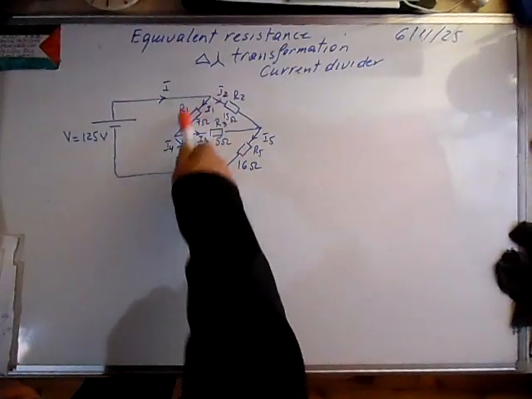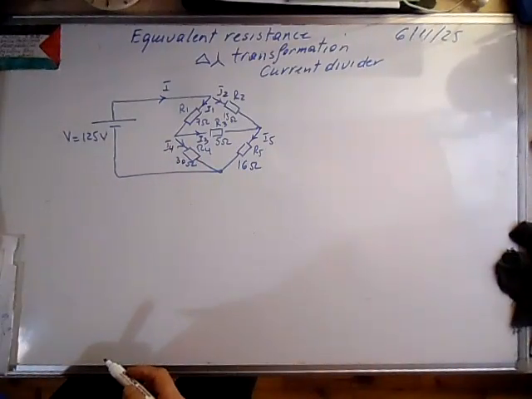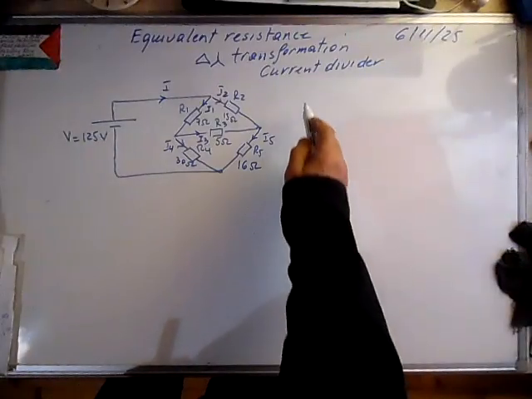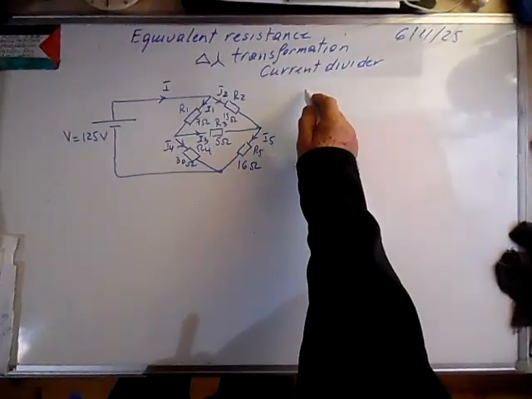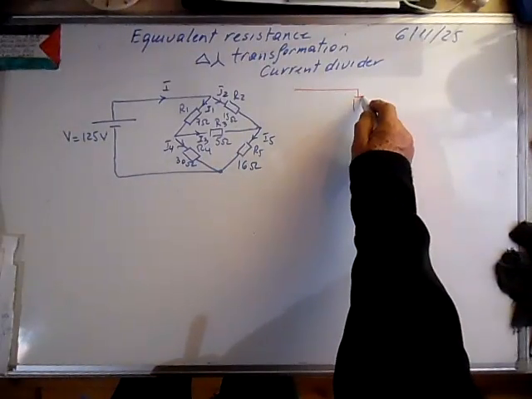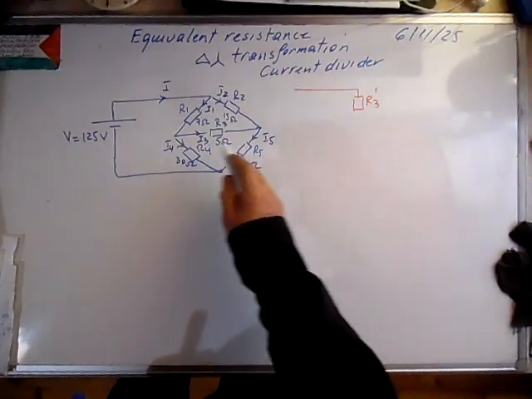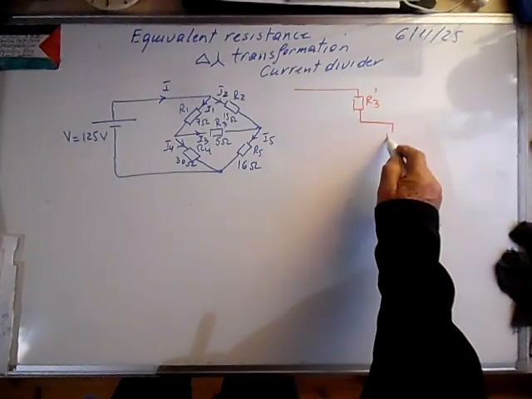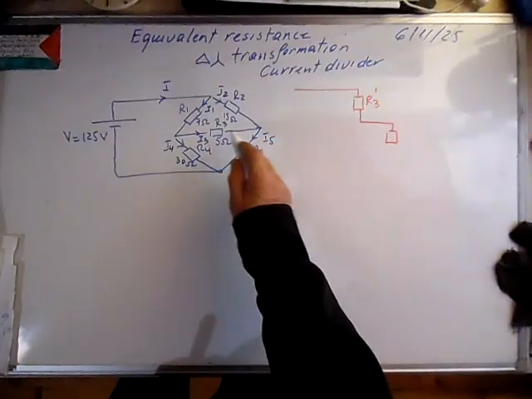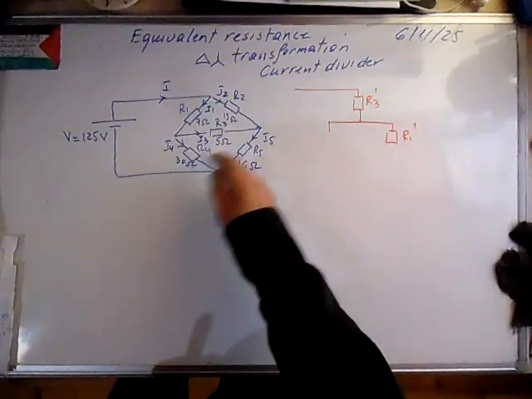We transform this delta into a star, or this delta. You can choose whichever is fine for you. Okay, let's take this one. This one we can change to R3 prime, R1 prime, and R2 prime.